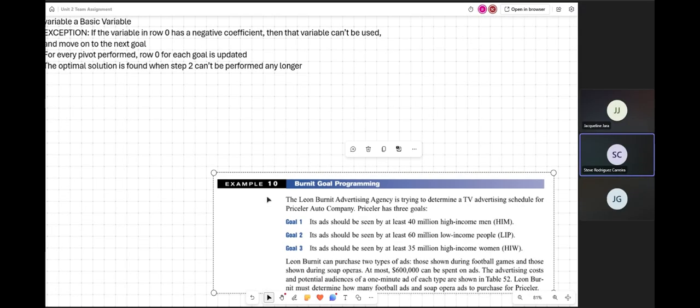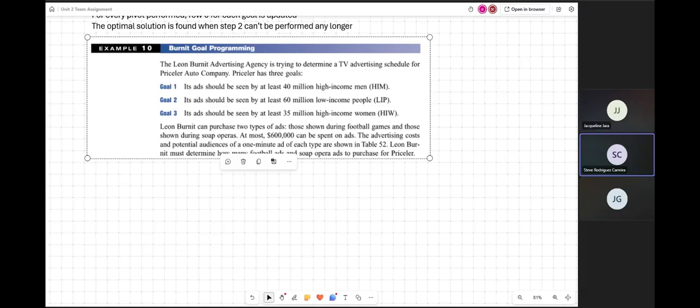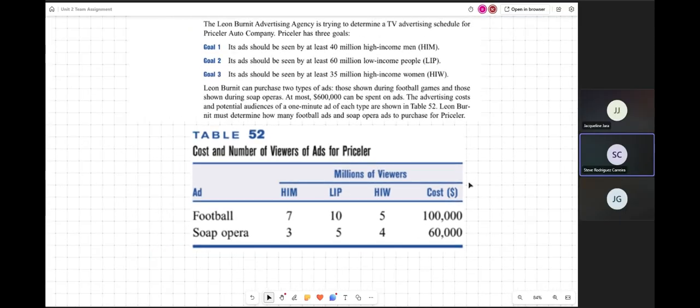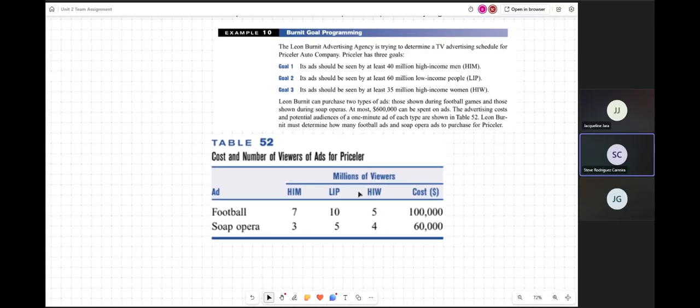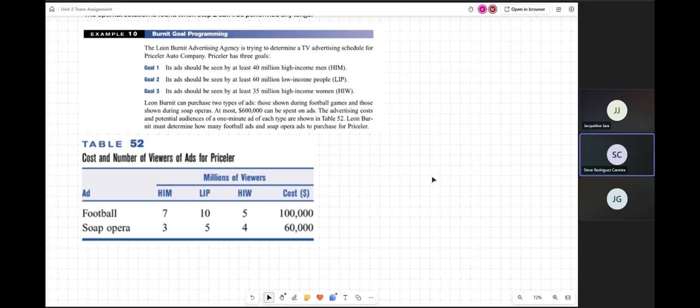For this, we will be using an example from the book, and it wants us to use this problem as a TV advertising schedule, and it has 3 major goals. The first one would be to reach at least 40 million high-income men. We'll be calling that HIM.